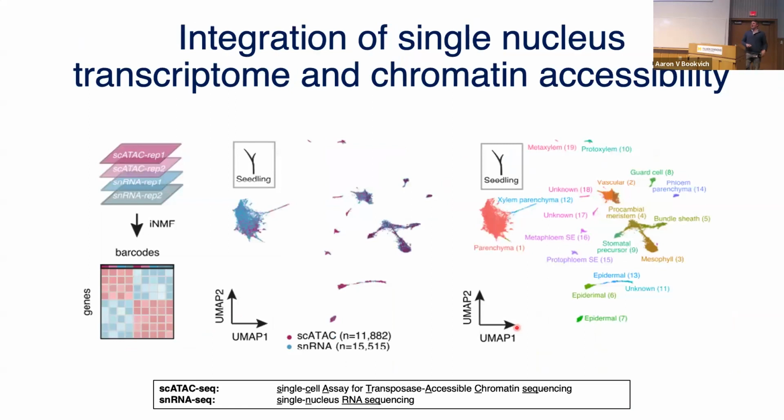All right, but because we're focused on regulatory activity, we can't just look at accessibility, right? We also have to look at gene expression and transcriptome profiling. So we also generated single nucleus RNA-seq data from maize seedlings, a very young stage of the seedling, and then did an integration with Liger.